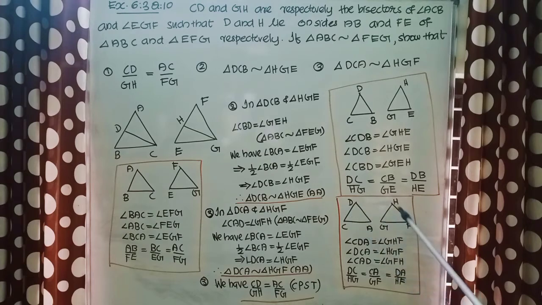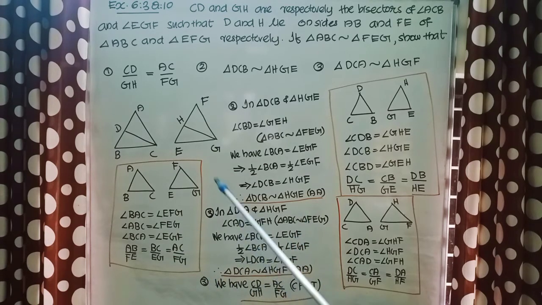I have drawn two triangles and named them triangle DCA and HGF. The corresponding parts are angle CDA equal to angle GHF, angle DCA equal to angle HGF, angle CAD equal to angle GFH, and DC by GH equal to CA by GF equal to AD by HF. So these are the conditions. Okay, now we can use all the conditions here because these are already true.